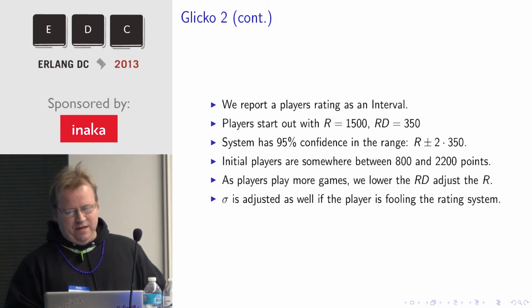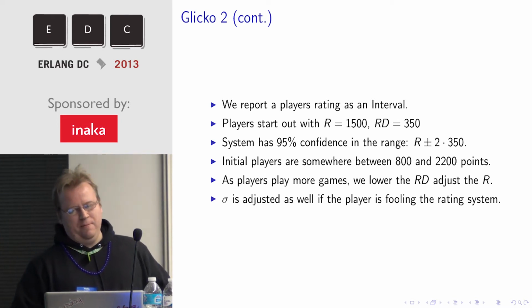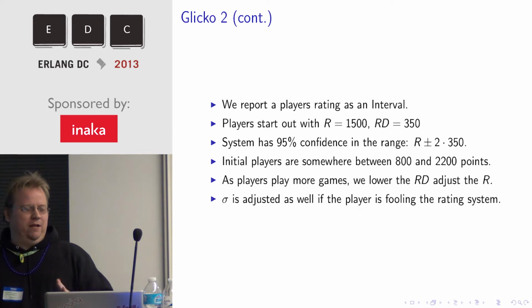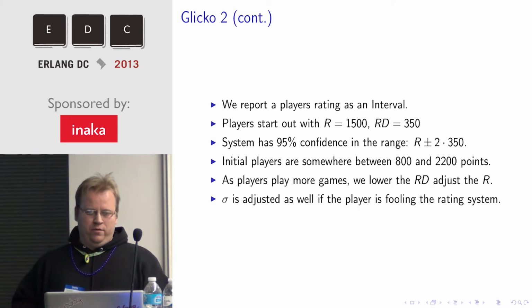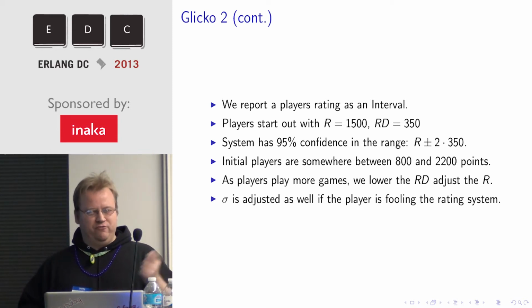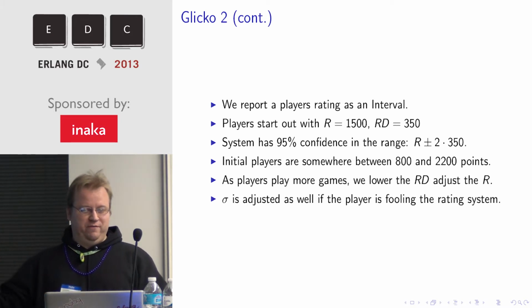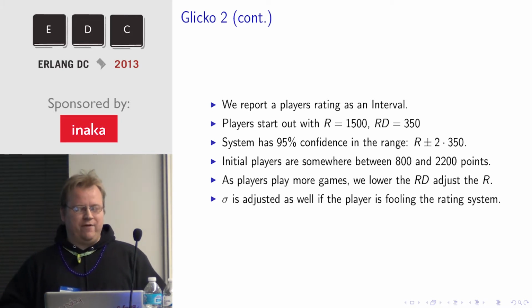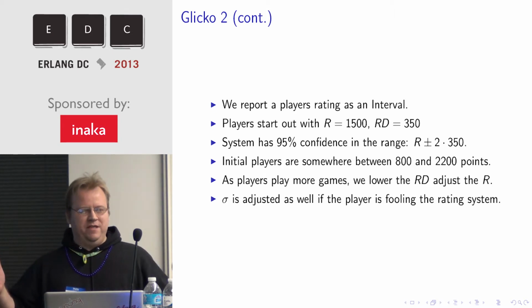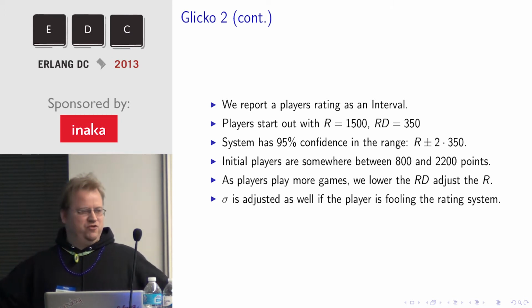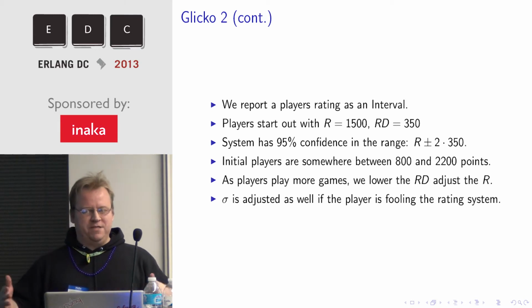So basically we have these rules. Players are given as an interval and not a single value. Players start with 1,500 in rating and a deviance value of 350. And we have a 95% confidence in the range of R plus minus 2 times the RD score. So that means that for initial players, we do not know where they are, so we think they are between 800 and 2,200 points.